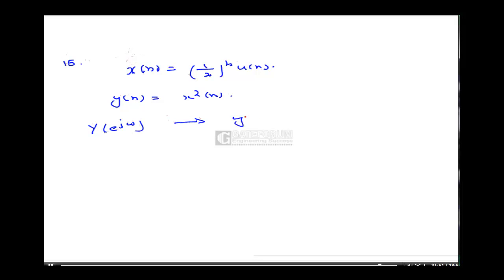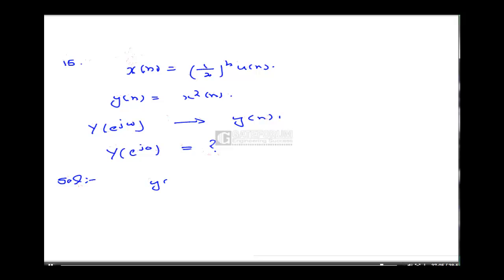One more problem. Again, this appeared in GATE 2005. The sequence x[n] is given as (1/2)^n u[n]. Another sequence y[n] is given as x^2[n]. It is also given that Y(e^jω) is the Fourier transform of y[n]. Then the question is to find the value of Y(e^j0). Solution.